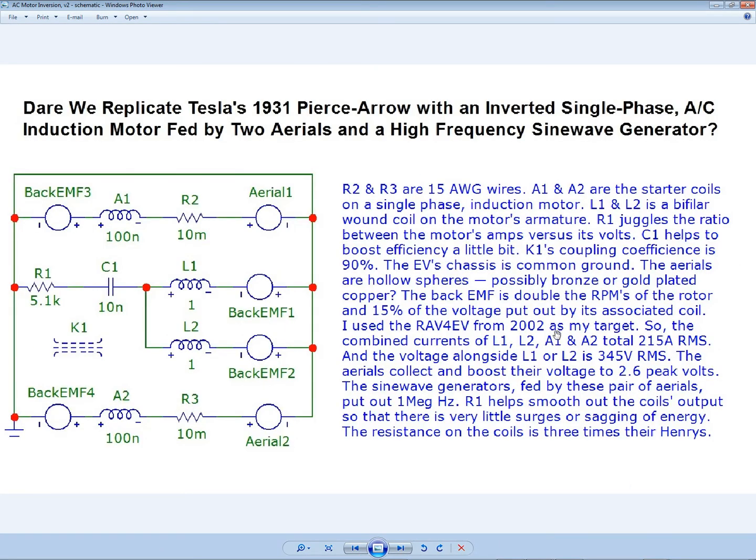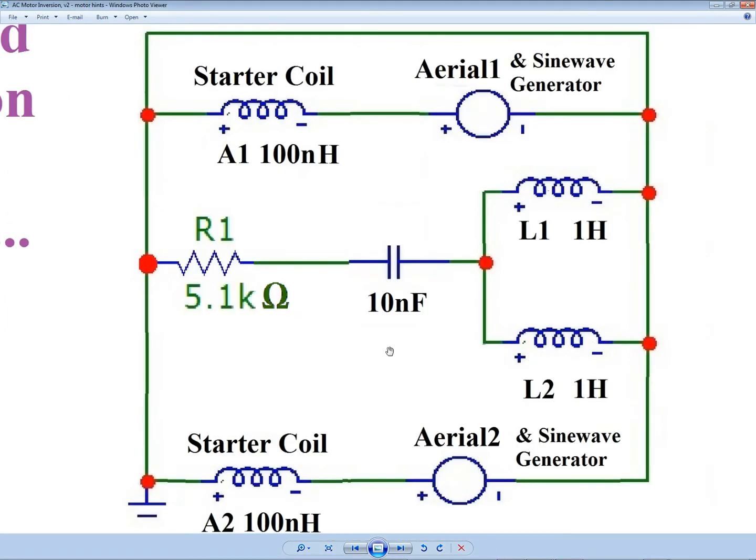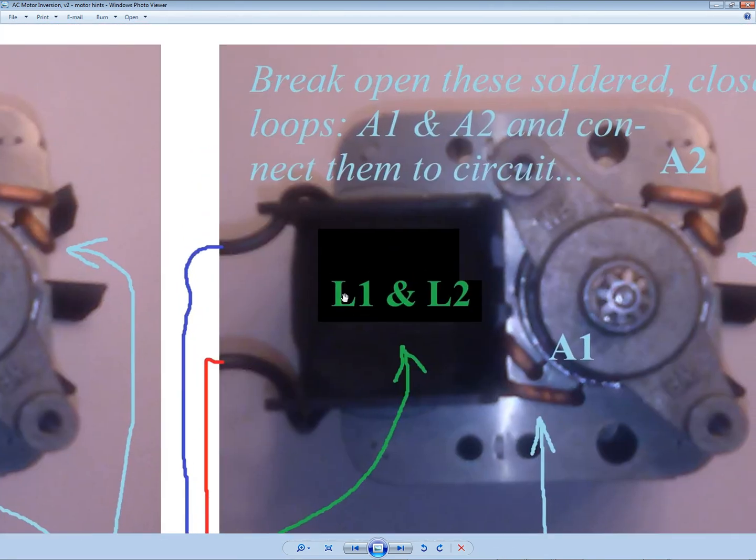So I'll just read to you the text here in case you can't see the text. Dare we replicate Tesla's 1931 Pierce Arrow with an inverted single-phase AC induction motor fed by 2 aerials and a high-frequency sine wave generator? Dare we? And I say inverted for a reason, because we're not feeding voltage to the bobbin here. We're feeding it to the starter coils that were never intended to have voltage fed to them, but we feed them high frequency, low voltage, and they work just fine.